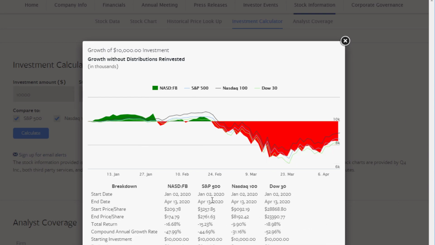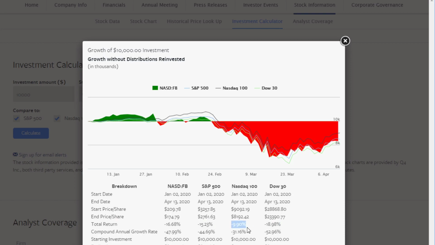If you see here, the first column is for Facebook, the second is S&P 500, NASDAQ, and Dow. So if you had invested the same amount of money in all of these, you would have gotten a total return which would be in the negatives. But if you take a closer look, NASDAQ 100 is the best performing in the short term.